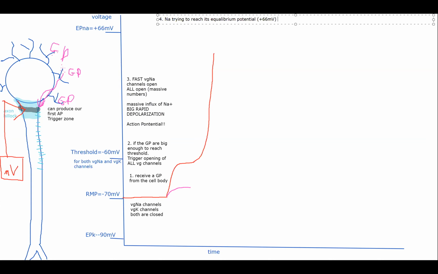But it does not reach it. Instead, it peaks around positive 30 millivolts. So we add a fifth number to our list. That fifth voltage that we are responsible for is going to be the peak of the action potential.